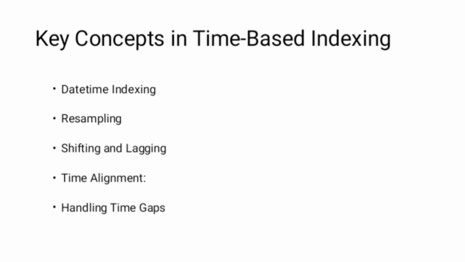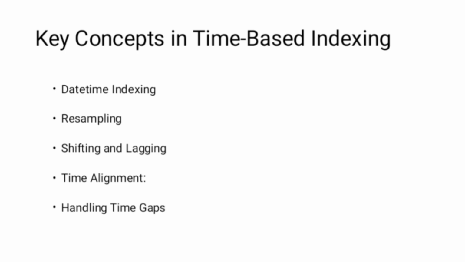Next, shifting and lagging. Shifting is used to create lag variables, which are variables from previous time points that are relevant for modeling the current time point. For example, if you are analyzing the relationship between previous month sales and current month sales, you could shift the sales data by 1 month to create a lag variable that corresponds to sales from the previous period.